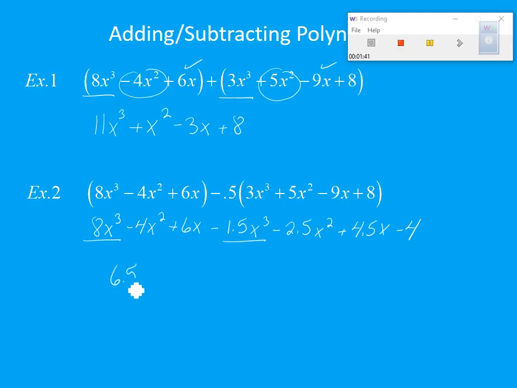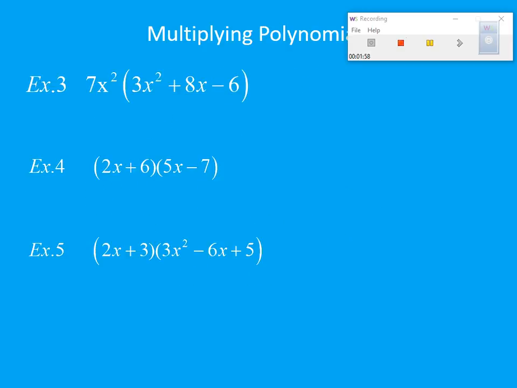So it looks like I'm going to have 6.5x cubed. Combine your squareds. Looks like I'm going to get negative 6.5x squared. Combine your x's. So it looks like I'm going to get 10.5x minus 4. Kind of like you did back in Algebra 1. My examples 3, 4, and 5, I just needed to review the distributive property with you and then foiling.